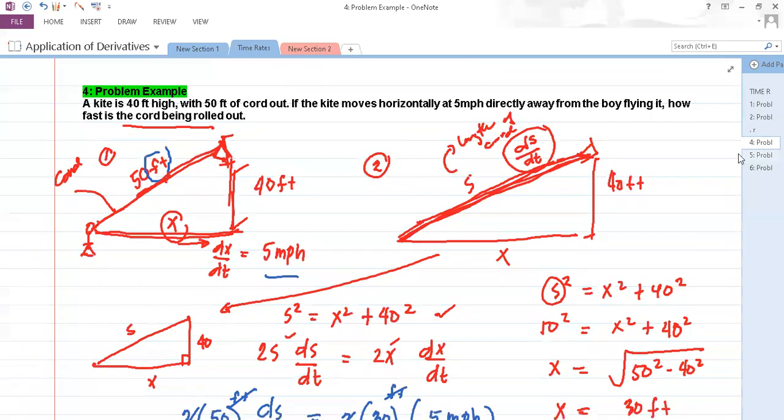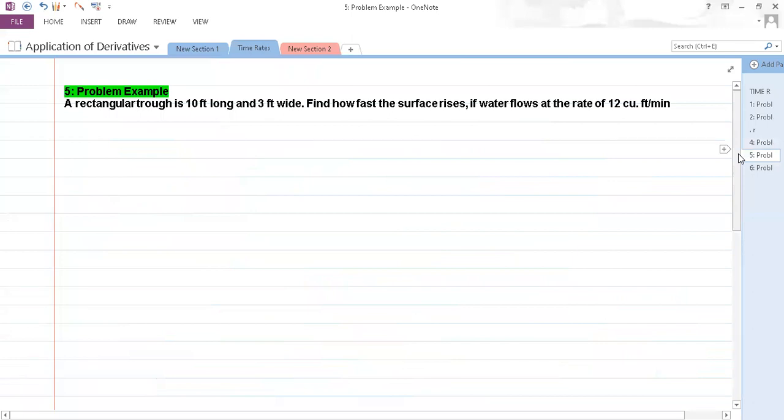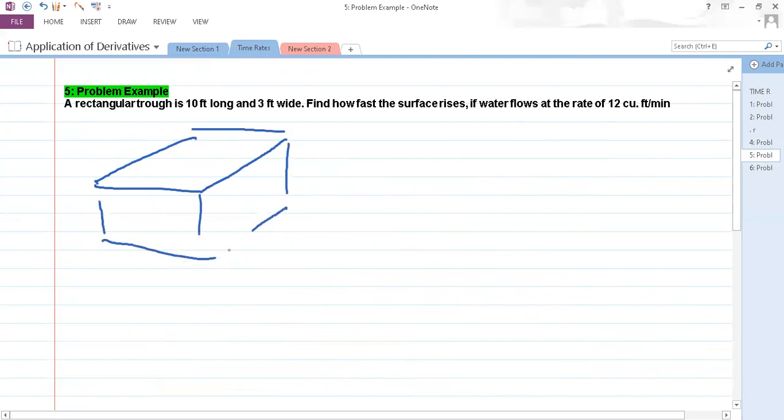Okay, so moving on, we have another example here. So for our example, we have here a rectangular trough. Okay, a rectangular trough is 10 feet long and 3 feet wide. So if we have here a rectangular trough, this is 10 feet long and we have 3 feet wide.